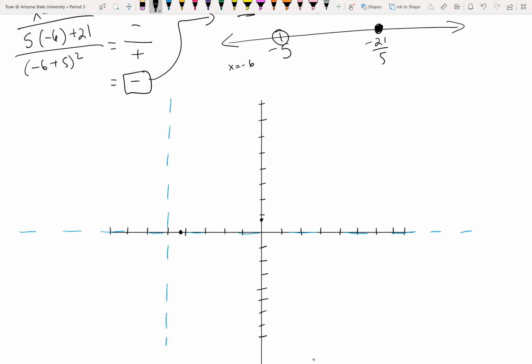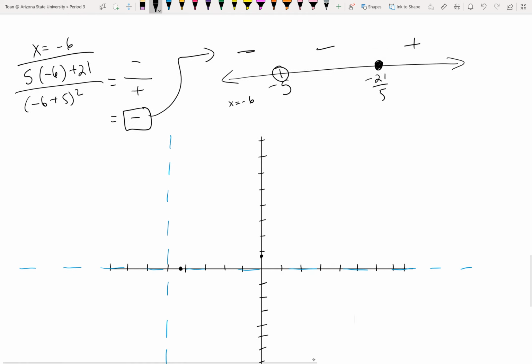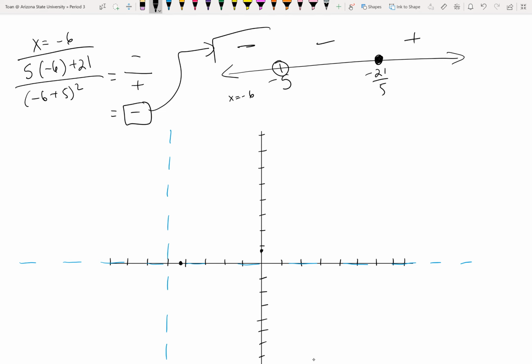All I have to do now is listen to my sign diagram. So I read from left to right. To the very left, I know he's going to start negative. So I know at the very left, he's going to be in the bottom because he's negative. As I move rightwards, I'm going to hit my vertical asymptote. Well, my vertical asymptote will send me straight up or straight down. Since I know he has to be negative, he's going to be sent straight down. So it's going to look something like that.